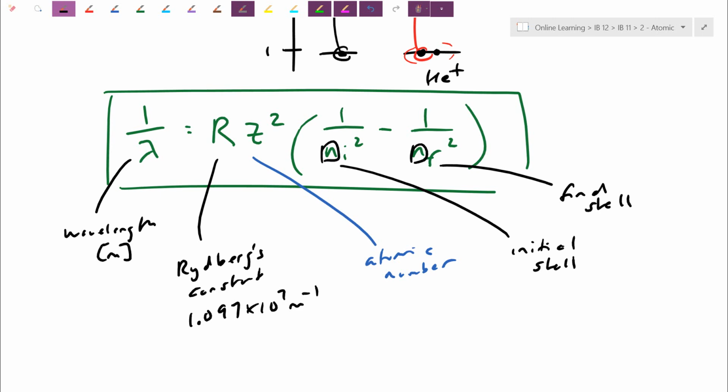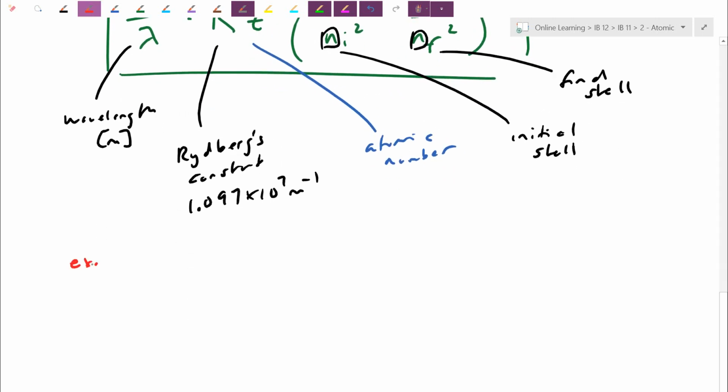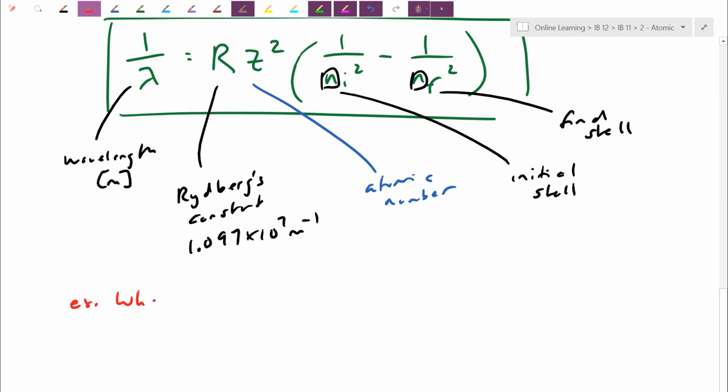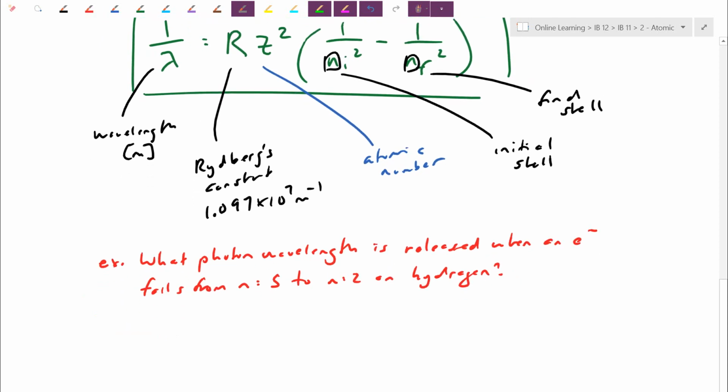Let's do a quick question just so that we can understand this, and then I'll come back to that question. So for a hydrogen-like species, I want you to calculate what photon wavelength, so what color, what photon wavelength is released when an electron falls from n equals 5 to n equals 2 on hydrogen. So I'm just totally making up some numbers here. We can draw a picture for that. This should be fairly easy.